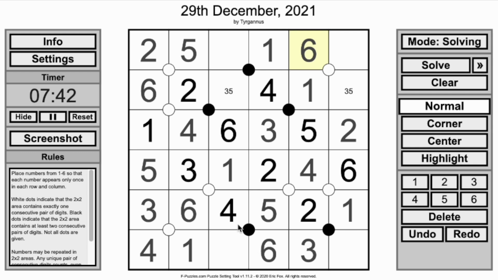So now, here we've got 4, 5, 6 satisfying that black dot. 1, 2, 3 satisfies this black dot. So these are happy. And up here, we've got 5, 6 making this one happy. This one needs some work yet. This one needs some work yet to satisfy it. What's left at the bottom?